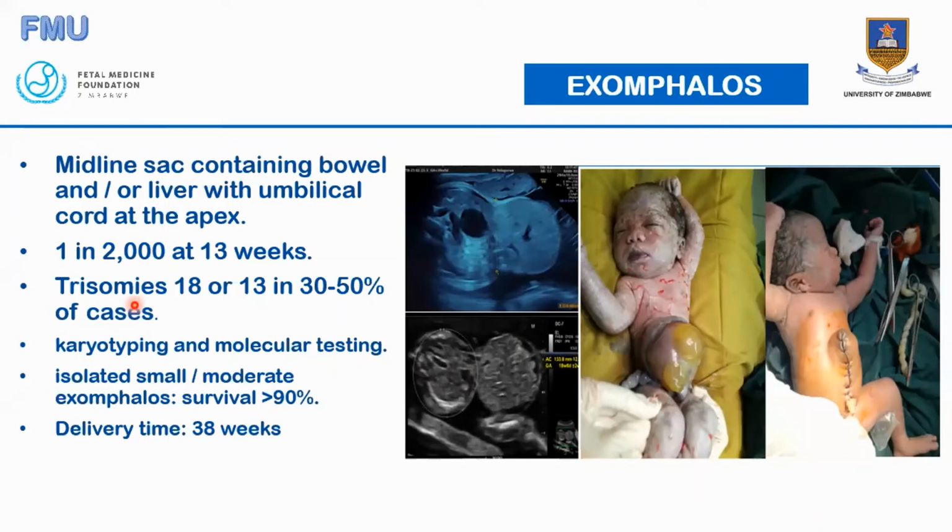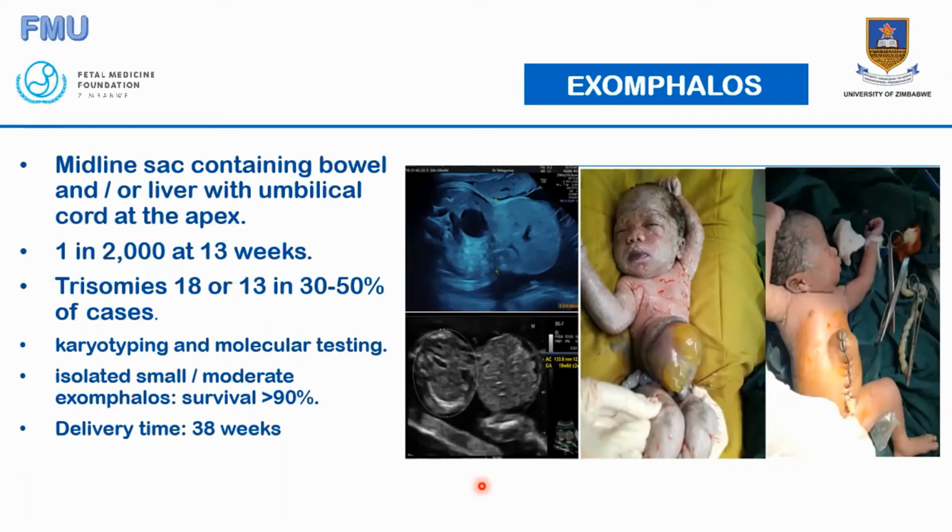Then in terms of outcome, if isolated, survival is more than 90% for small and moderate. But if it is associated with other defects like cardiac malformations and trisomies, then the outcome is very poor for this condition, so that we counsel towards termination. Then delivery is at 38 weeks. For those babies who get to delivery and everything is okay, for sure we reassure them.